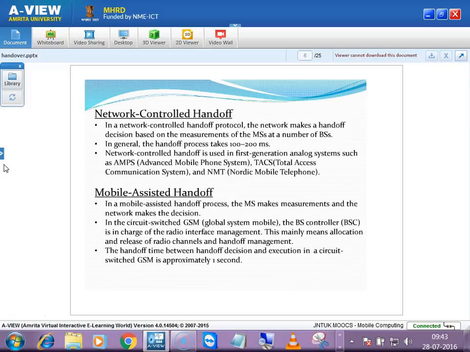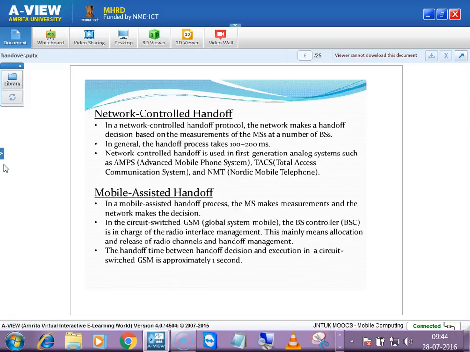In the circuit switched GSM, the base station controller is in charge of radio interface management. Here in GSM we have the base station controller and the transceiver, right? Transceiver is nothing but transmitter and receiver, but the whole controlling operations will be taken by the BSC. It is in charge of radio resource management, like what radio resources to be allocated and where. This mainly means allocation and release of radio channels and handoff management. During the handoff, what resources need to be handed over to the target cell and what things should be taken care of, that will be handled by the BSC.